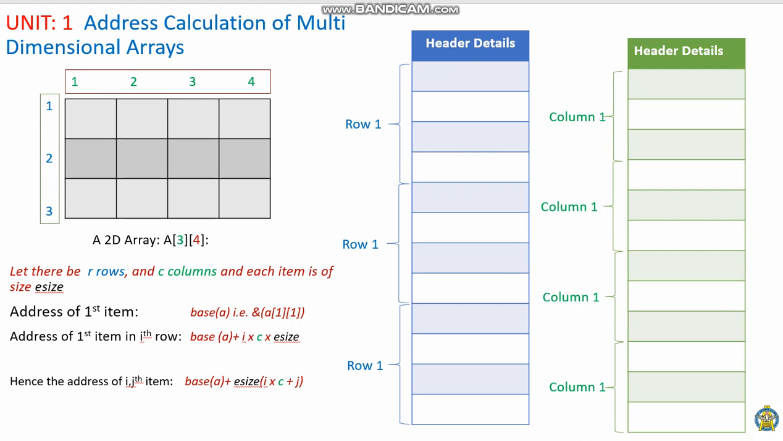Along with it also comes what is called address calculation. Now, given a two-dimensional array, how do I find out the address of a particular location, thereby, let's say, the content of the array?